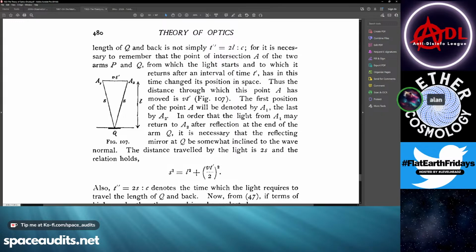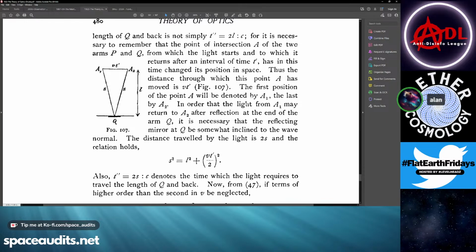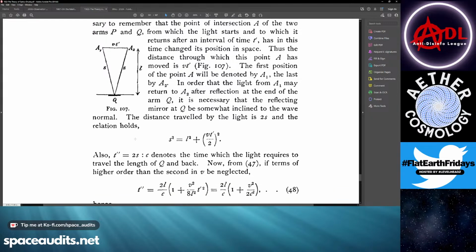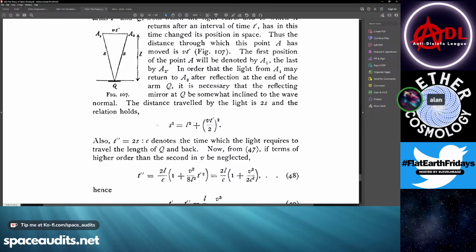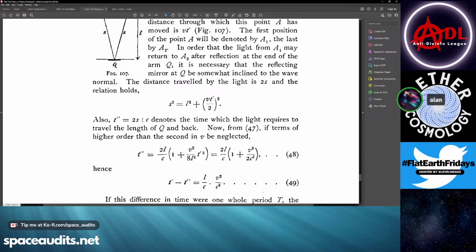Thus, the distance through which the point A has moved is v T prime, figure 7. The first position of the point A will be denoted by A sub 1 and the last by A sub 2. In order that the light from A sub 1 may return to A sub 2 after reflection at the end of arm Q, it is necessary for the reflecting mirror at Q to be somewhat inclined to the wave normal. The distance traveled by light is 2s, and the relation holds: s squared equals L squared plus v T prime over 2, squared.